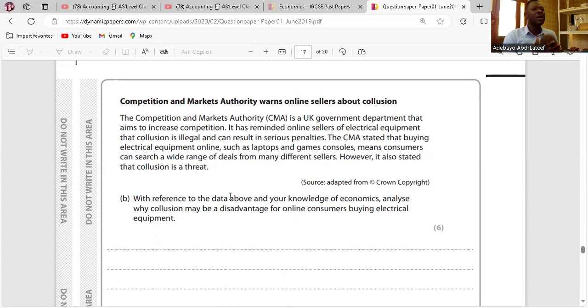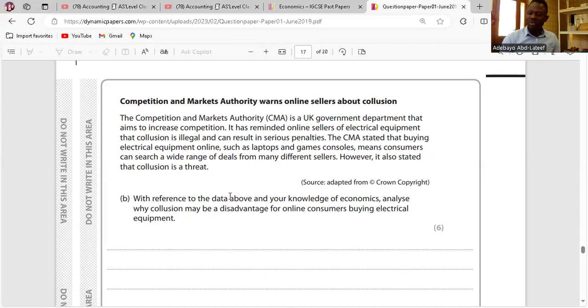Collusion occurs when firms within the same industry come together to form a cartel in deciding the price and market share. That is what collusion is about. Clear? So collusion may be a disadvantage to online consumers for the following reasons. One, collusion between firms reduces competition, which means firms have a sort of understanding, putting consumers at their mercy. Consumers become vulnerable to firms because the large firms have come together to decide how they share the market or price.